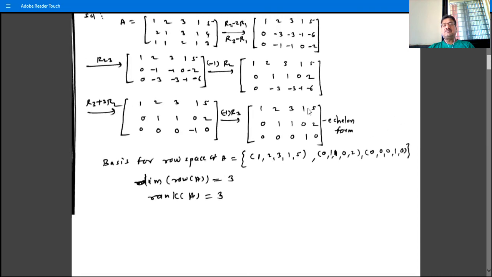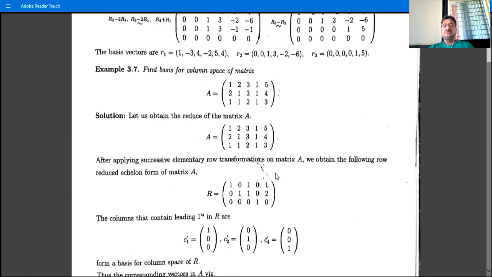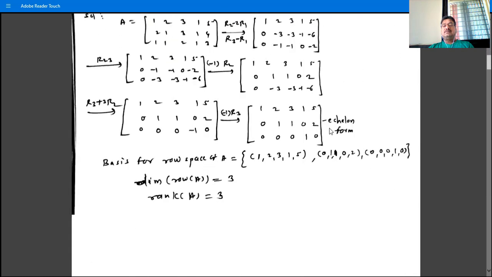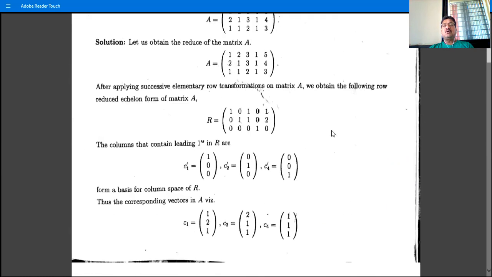If we want to reduce this matrix further, then this is a leading 1 and this is a leading 1. So we have to reduce this 2 also to 0 and this 1 also to 0 by using this 1. Then we say that this matrix is reduced to echelon form. This is a row echelon form, or just called echelon form. And this is the reduced row echelon form.